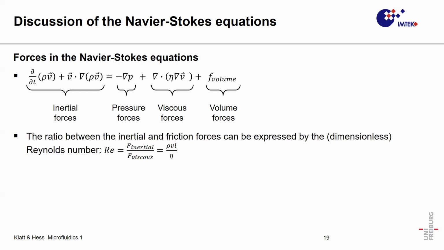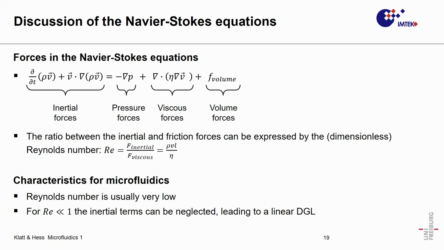The most important thing you should take away from this video is the meaning of the Reynolds number. The Reynolds number is a dimensionless number which relates the inertial and the friction forces. So you divide the inertial forces by the viscous or friction forces, and this is the Reynolds number. Usually the Reynolds number for a given problem can be calculated like this, where L is a characteristic length scale.